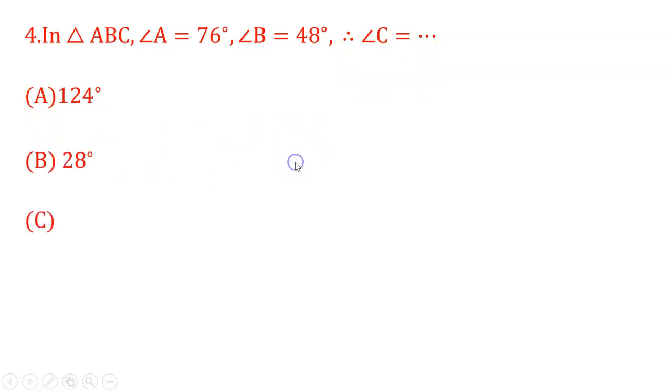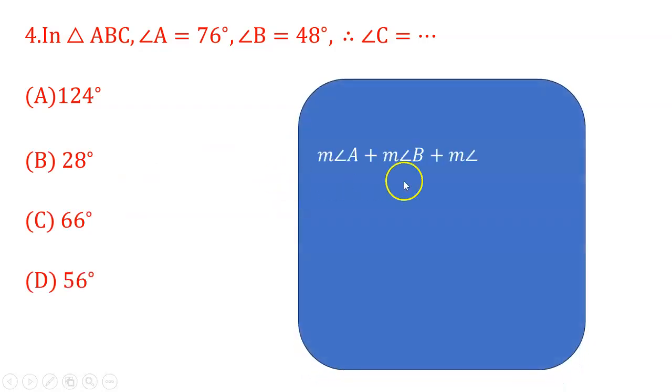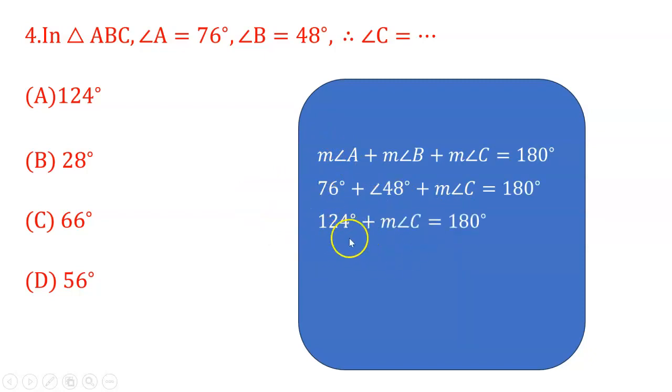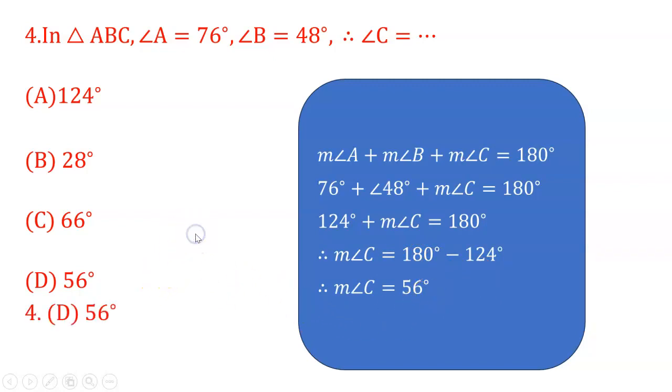Now next, question number 4. In triangle ABC, angle A is 76 degrees and angle B is 48 degrees, therefore what is the measure of angle C? A is 124, B is 28, C is 66 degrees and D is 56 degrees. We know that the sum of the angles of a triangle is 180. If we substitute the measures of angles A and B, the total is 124 degrees. Therefore, measure of angle C is equal to 180 degrees minus 124 degrees. Subtraction gives 56 degrees, and hence option D is correct.